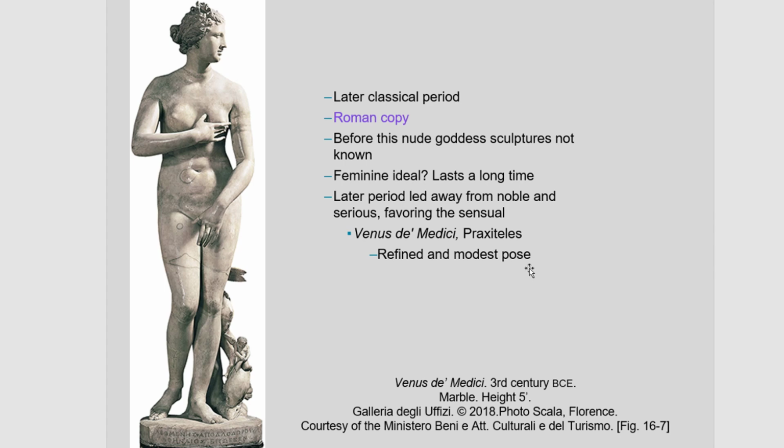We go on to the later classical period. This is a Roman copy, which most of the things we're looking at in terms of sculpture are actually Roman copies. Before this, nude goddess sculptures were not commonly known. And again, this idea of the feminine ideal, like the masculine ideal that we saw earlier, sticks around for a long time. This later period led away from noble and serious and started favoring the sensual ideas.